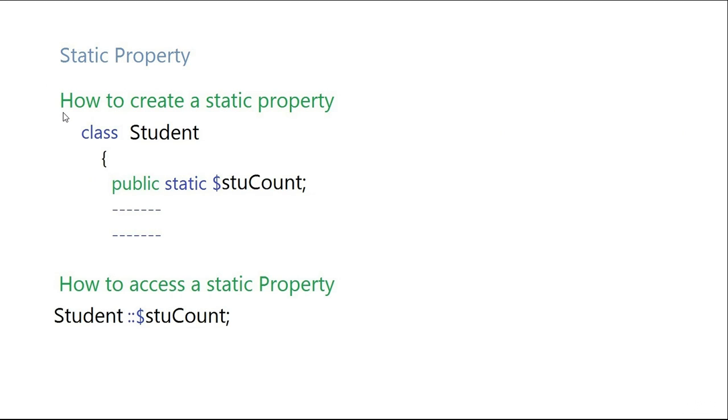How to create a static property? We can create static properties by adding the static keyword just before the property name. And how to access a static property? To access a static property, we write the class name followed by double colons followed by the property name, preceded by a dollar symbol. Just like that.